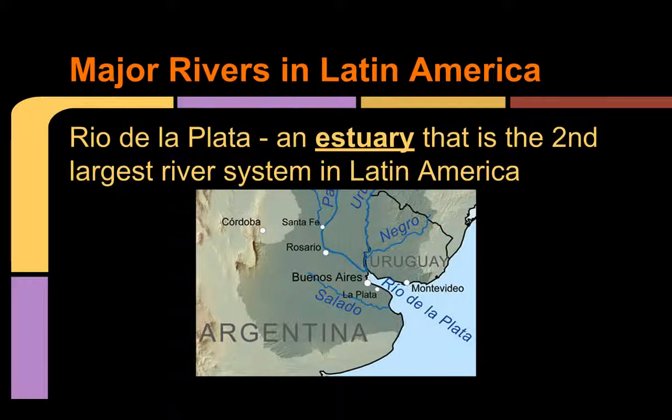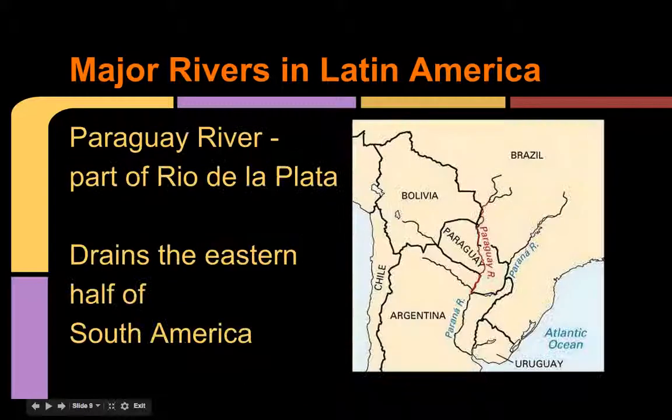The estuary we're going to talk about is the Rio de la Plata, and it's the second largest river system in Latin America. So a river system is where you have more than one river coming together. And so here, this area right in here, where the rivers meet the ocean water, that's an estuary. There are three rivers that are part of the Rio de la Plata, and the first one is the Paraguay River, and it drains the eastern half of South America.